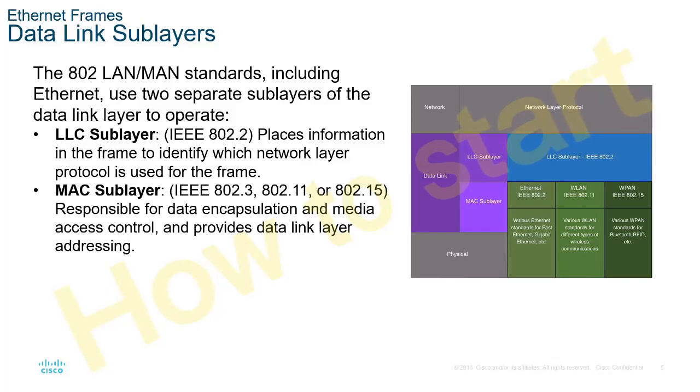The MAC sublayer is 802.3. That's going to be the predominant Ethernet. That's the wired connection. If we're talking wireless, it will be 802.11. If we're talking wireless personal area network, it will be 802.15. So again, it really just depends. The LLC layer allows higher layer identification, where the MAC sublayer is responsible for data encapsulation, media access, and it provides the data link addressing. That's going to be our physical addressing.